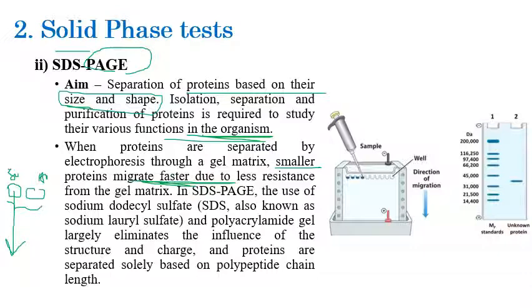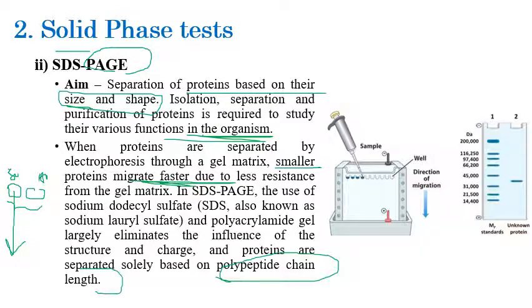In SDS-PAGE, the use of sodium dodecyl sulfate, that is SDS, also known as sodium lauryl sulfate, is a chemical that is used in polyacrylamide gel electrophoresis. So this can eliminate the influence of the structure and charge, and proteins are separated solely by means of polypeptide chain length.